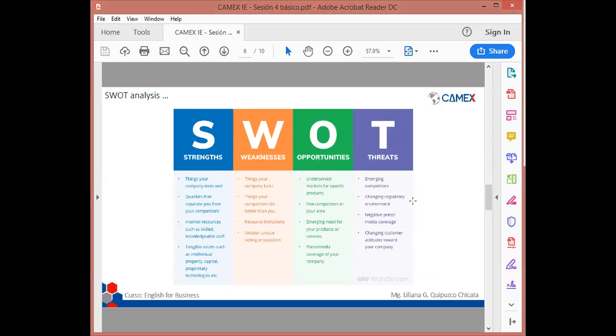Another one is the changing regulatory environment. We could talk here about laws. So what are the laws related to a restaurant? It would be the permission to have a restaurant that is going to be given to us by the municipality. So if the municipality or the government changes these laws, so it makes it harder for us to get the permission or to keep the permission to have our restaurant, this will be a potential threat.